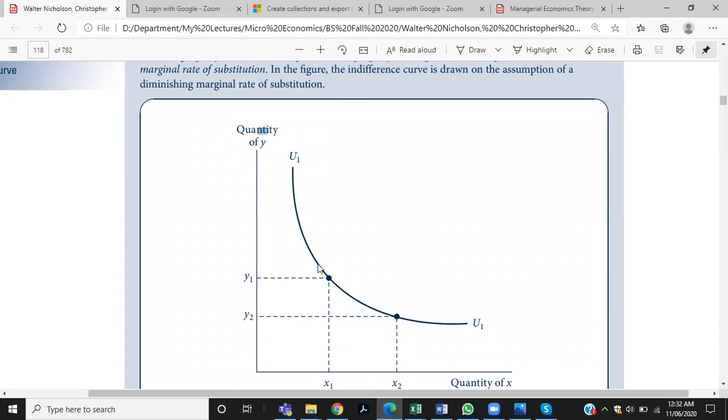That shows the rate at which a consumer, an individual, can exchange one good with certain units of another good.